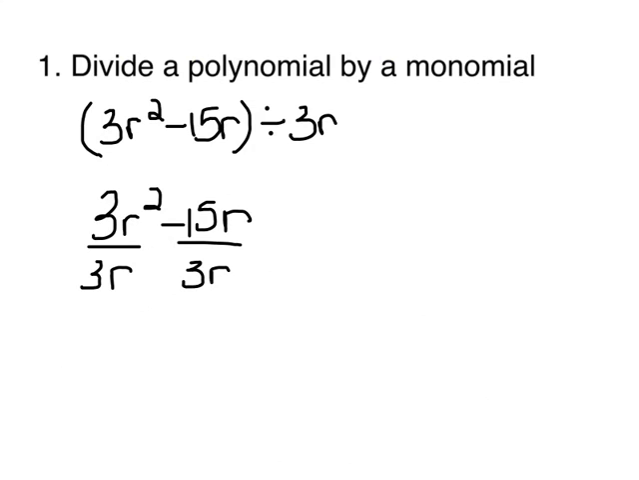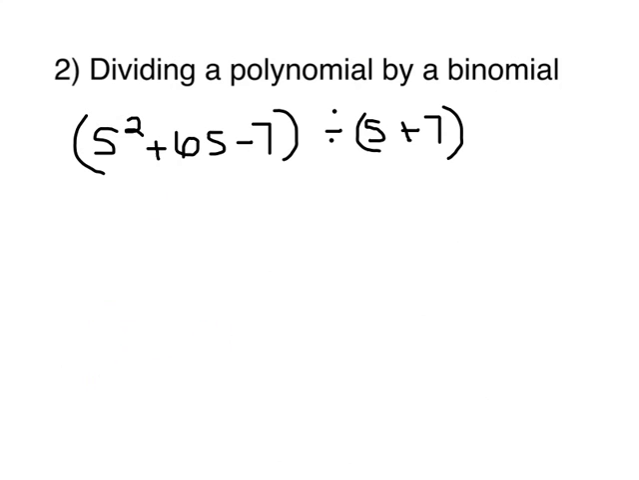Let's do this in a different color. The 3's cross off, and r crosses off. One of the r's on the top crosses off, and we have r. Negative 15 over 3 reduces to minus 5, and the two r's cross off, so our answer is r minus 5.